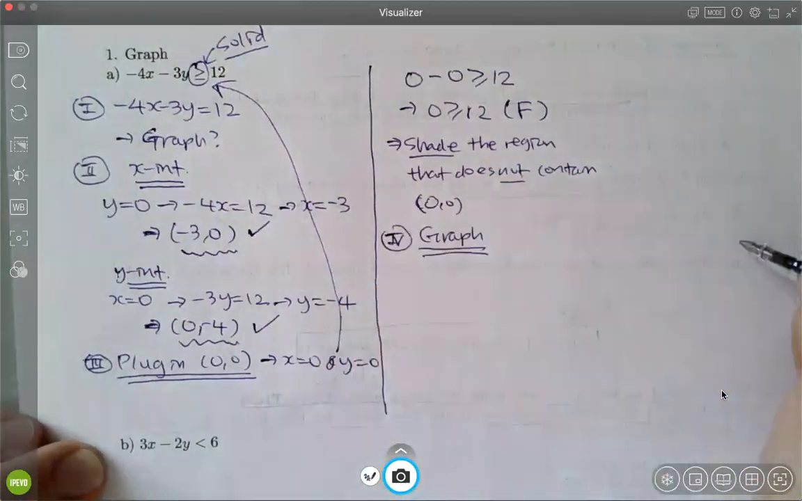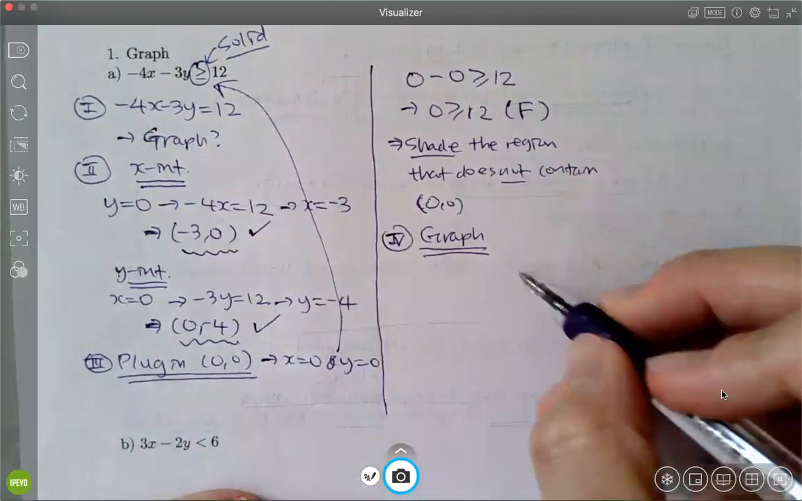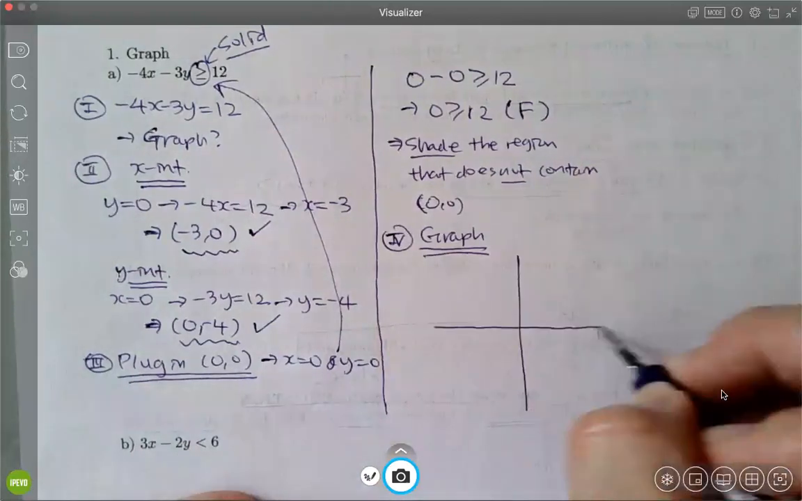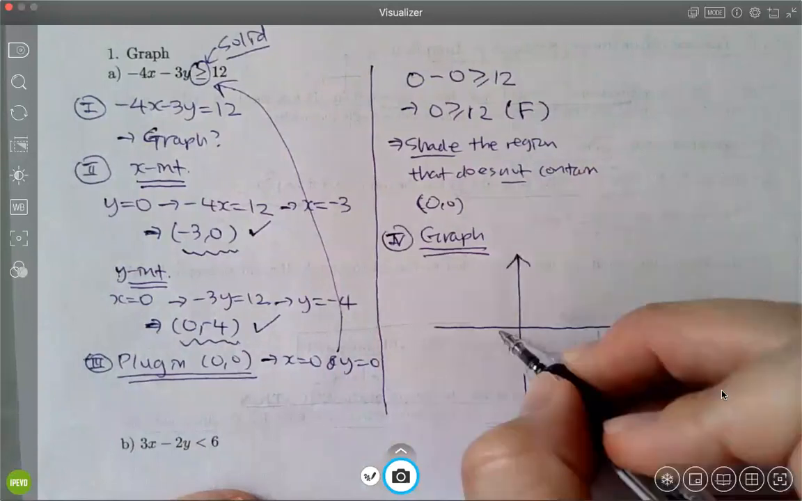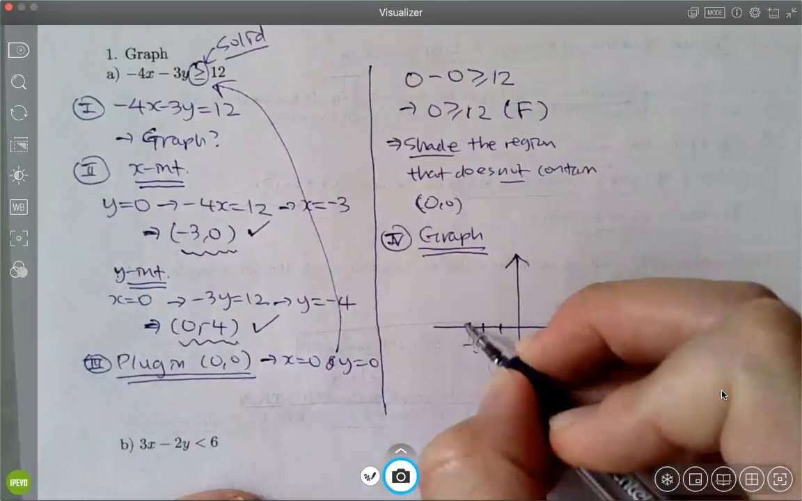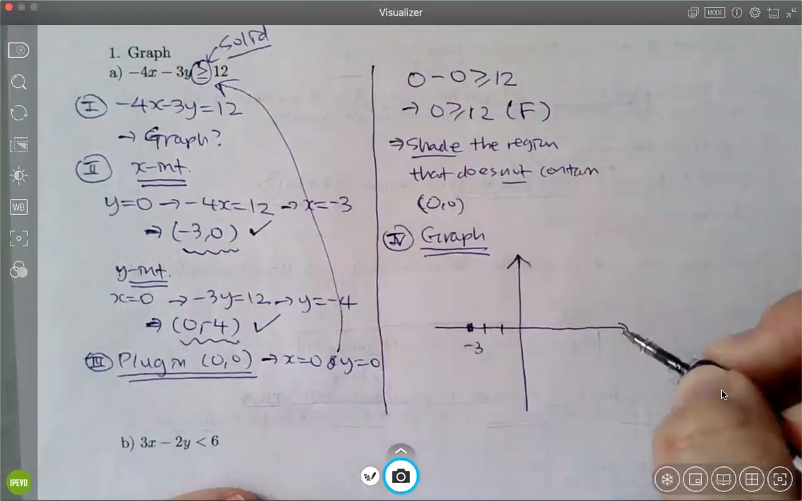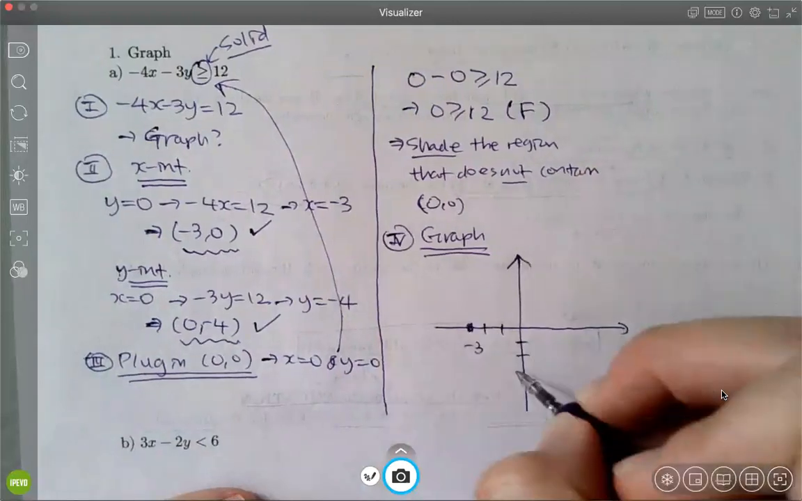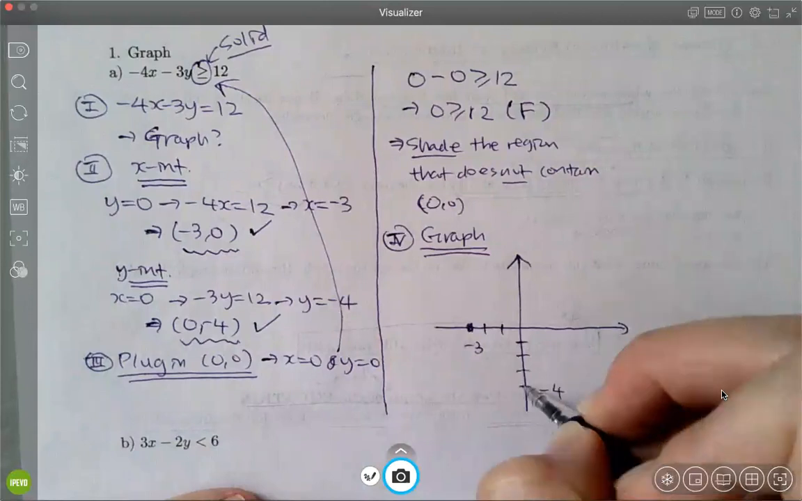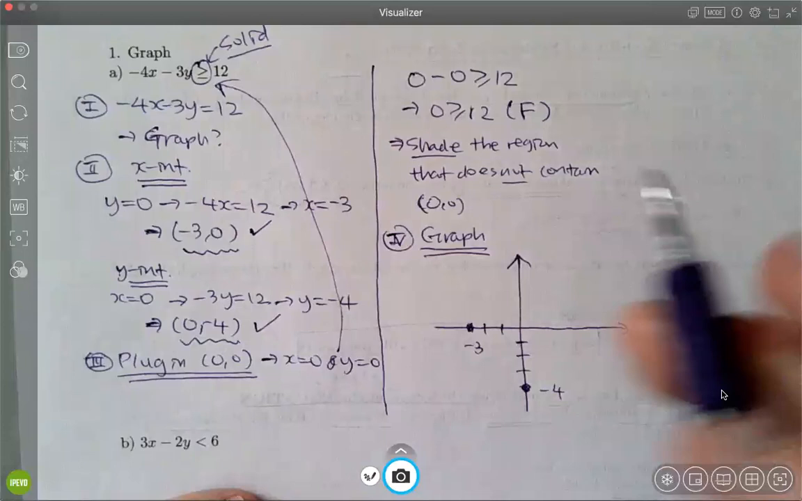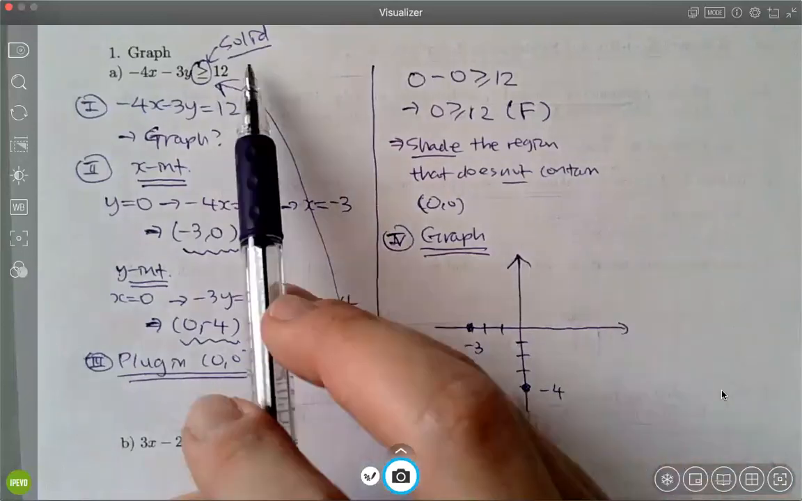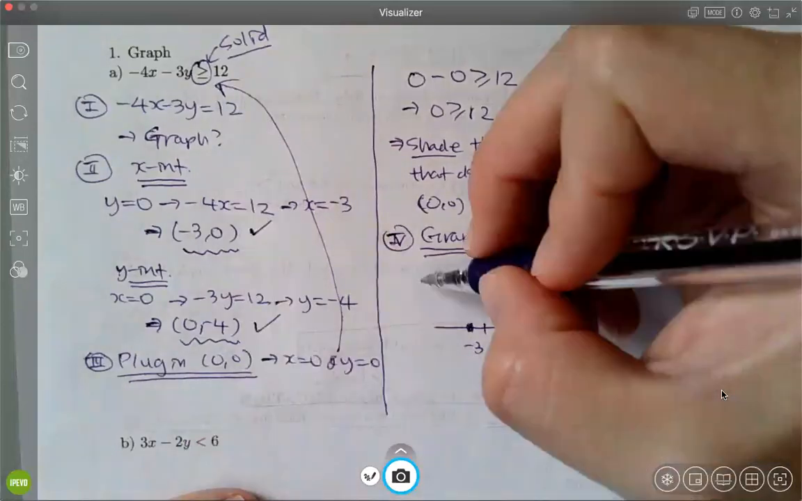Okay, so graph. So here is the xy plane. Okay, and negative 3, 0 is the x-intercept, so negative 3, 0. And then 0, negative 4, so that's right here. Okay, and remember our line is a solid line, so that means we get this, right?